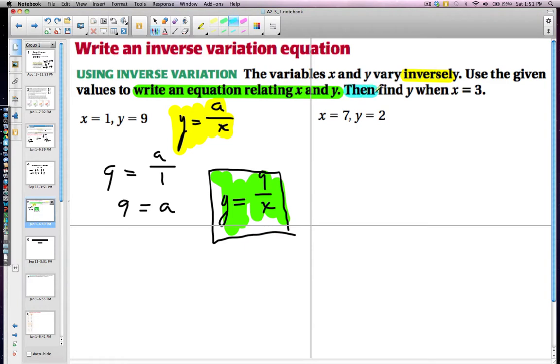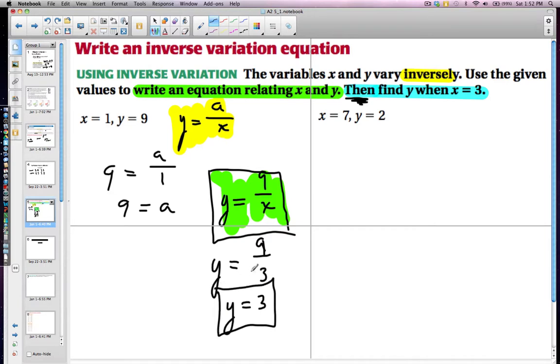And see, it says then find y when x is equal to 3. We're going to talk a lot about how you read problems, but this word then, that means that I have to supply two answers. I do this task, and then I do another task. So to solve this problem, it's going to require two answers. Then it wants me to find y when x is equal to 3. So if I take 3 and plug it in for x, I'll have 9 divided by 3, y would be equal to 3. This is my second solution to the problem.